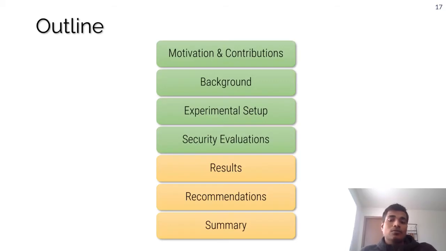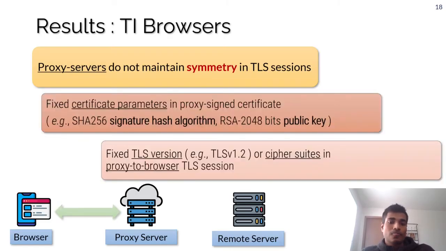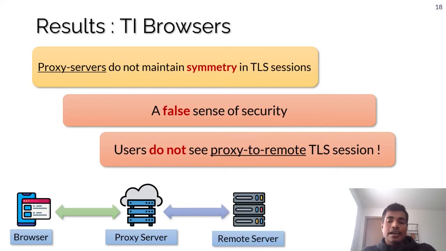Now I will present some major findings from our security evaluations. We have seen that proxy servers of TI browsers do not maintain symmetry in TLS sessions. For example, the TLS session between the browser and the proxy server uses fixed certificate parameters, TLS version, and cipher suite, ignoring the parameters exchanged in the TLS session between the proxy and the remote server. This is a false sense of security, since a user on the browser side cannot have any idea what is happening on the other side. So even if the browser-proxy TLS session is strong, the proxy-remote server TLS session can be significantly weaker, and this can downgrade the security of the overall connection. In a later slide, I will show one such example from our findings.